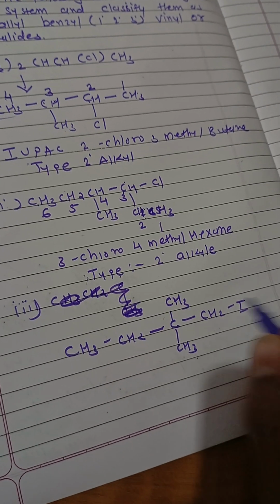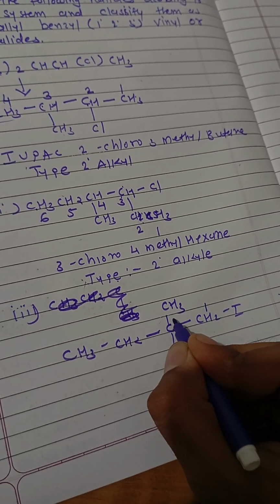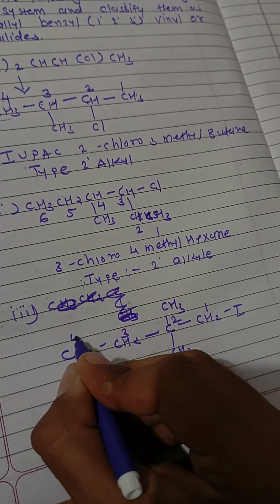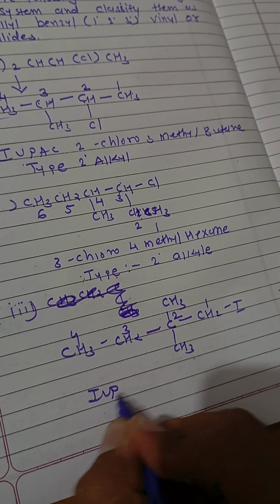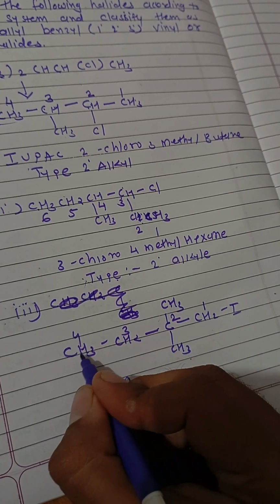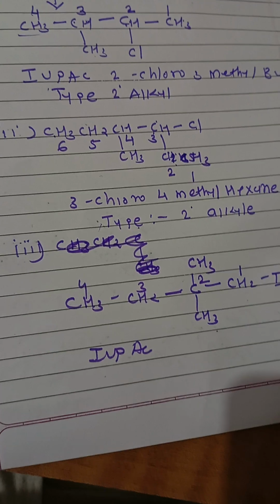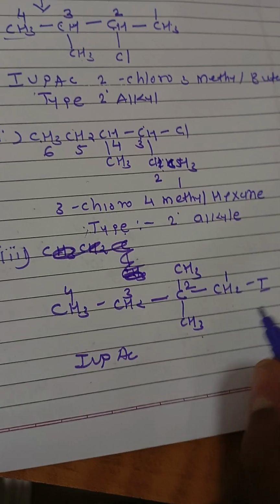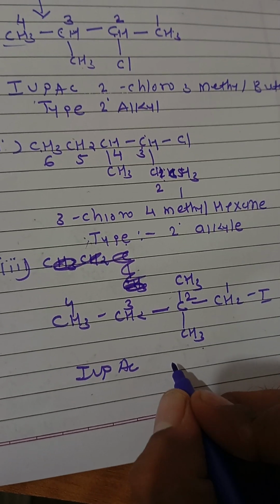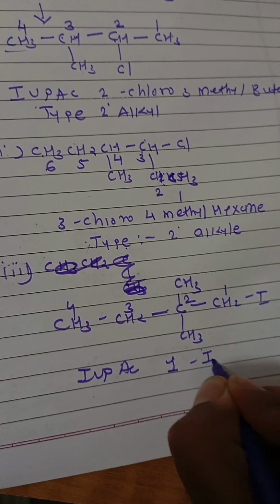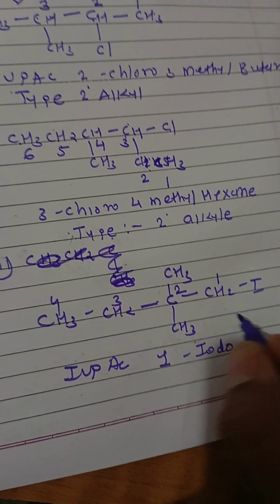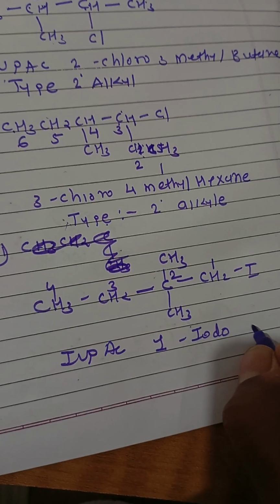We start numbering from right to left: 1, 2, 3, 4. What is the IUPAC name of the system? Total 4 carbons we have. According to the IUPAC rule, it is called butane. The very first carbon has the iodine, so it is called 1-iodo, 2,2-dimethyl.